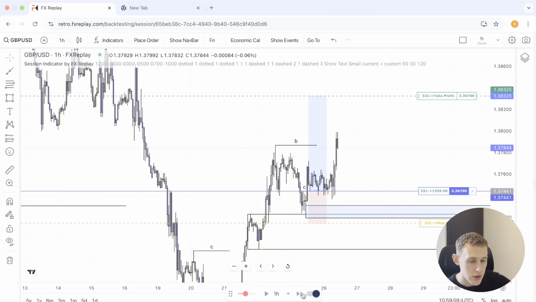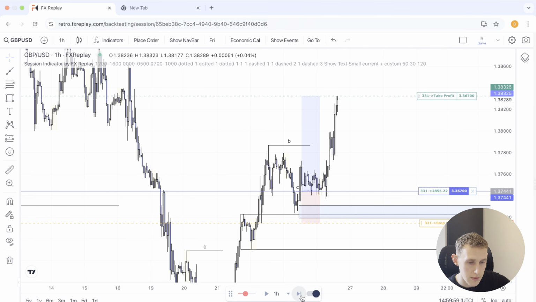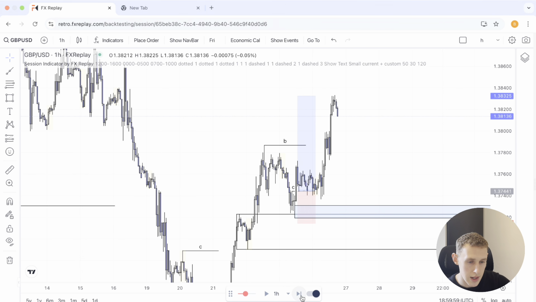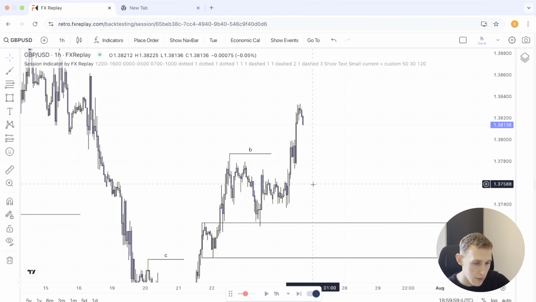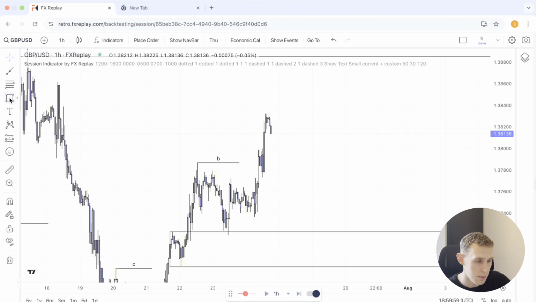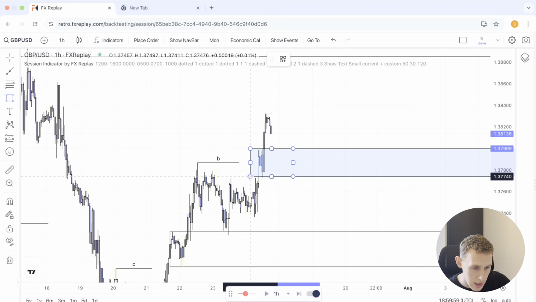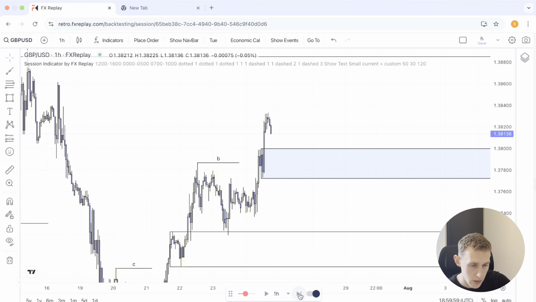So yeah, I'm gonna hold this trade. Let's see how it develops. It looks good. And there we go. So TP hit on that one. We're still moving to the upside. We still have all of this bullish momentum. So the next buying zone I would look at is this area right here.